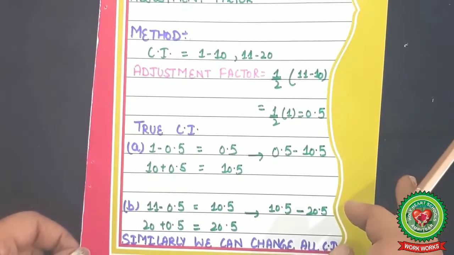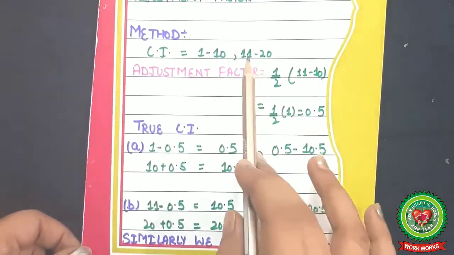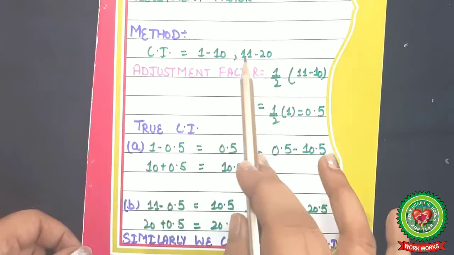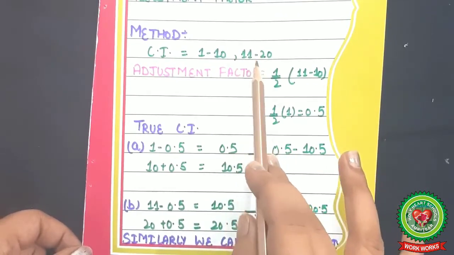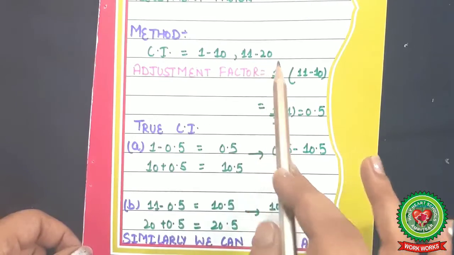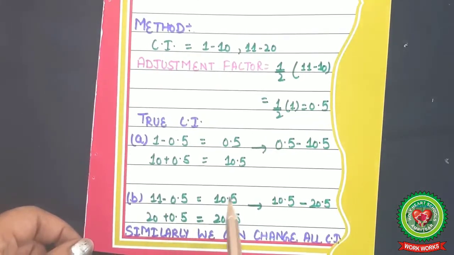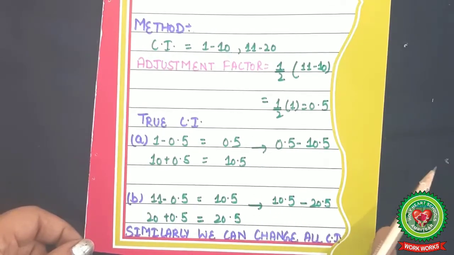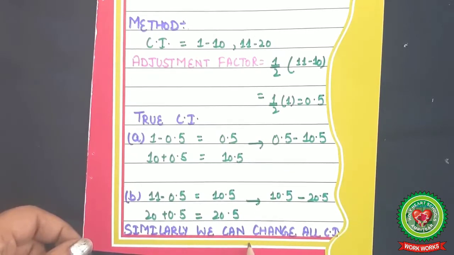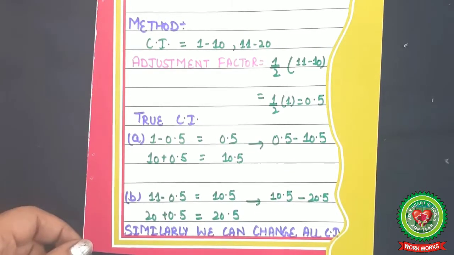Similarly, we can solve for the next class interval, that is 11 till 20. We will subtract 0.5 from 11 and add 0.5 to 20. So after addition and subtraction, we have got 10.5 and 20.5. So these are the true class intervals. Similarly, we can change all the class intervals.